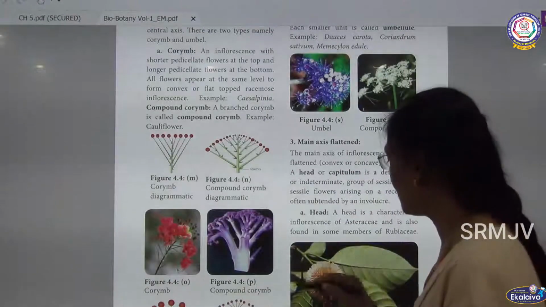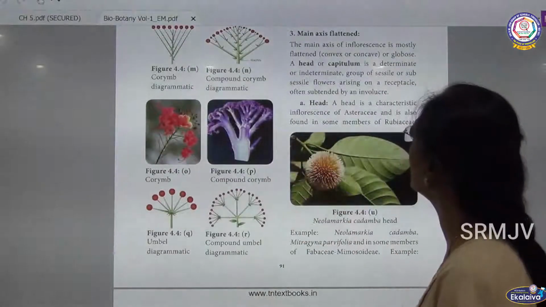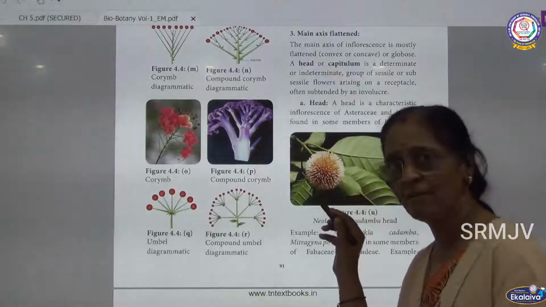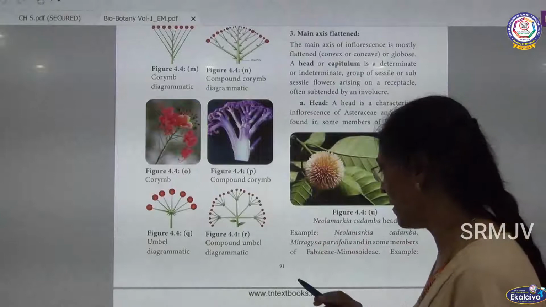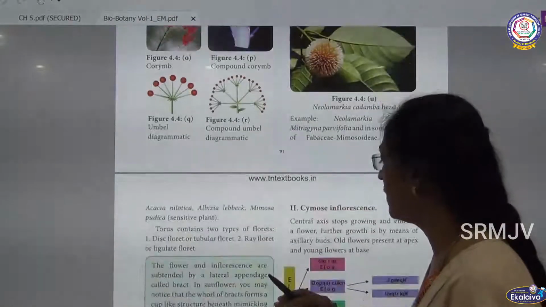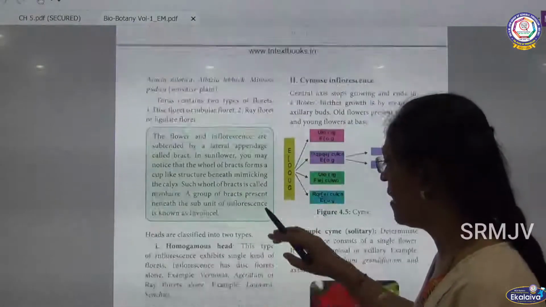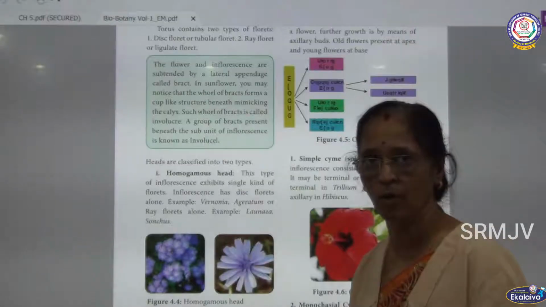In this we are going to see an inflorescence that you will call a head or capitulum. You can remember the Mimosa pudica, the touch-me-not plant, which has this kind of inflorescence. Or you will find it in sunflower. This inflorescence is what we call a head inflorescence.